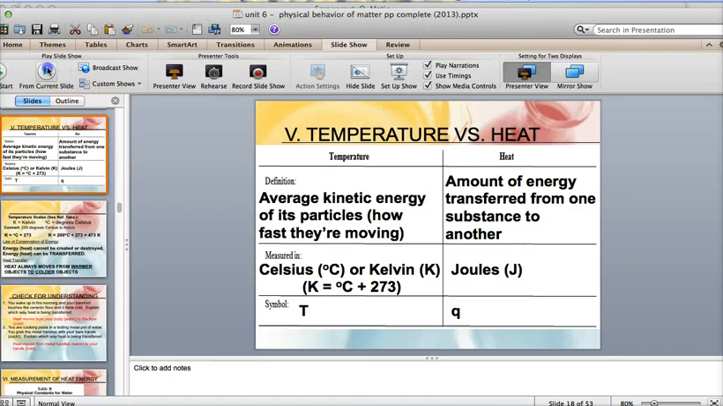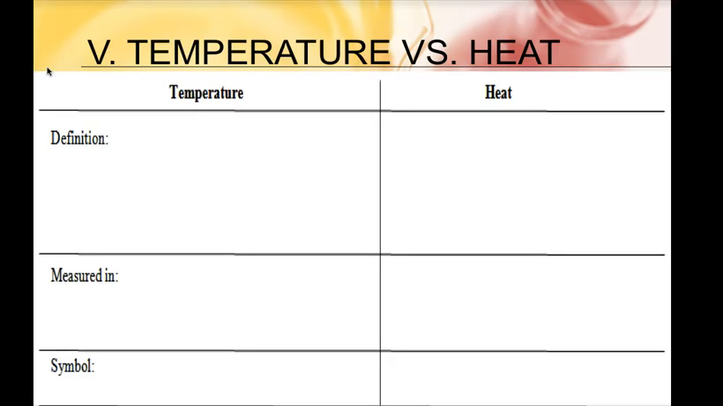Alright, so this is Unit 6, Lesson number 4, and as you can see from the top, we're going to look at temperature versus heat. We're going to learn how to convert between the two most commonly used scales in chemistry, which is Celsius and Kelvin, and we'll explain the difference between temperature and heat because they are different.